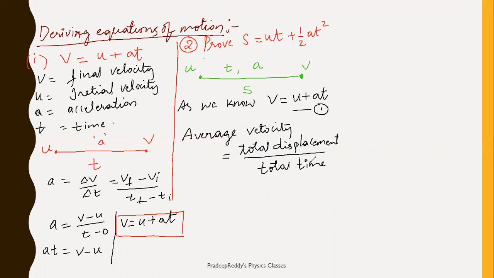Now, as we know, the average velocity is simply v average. You can write total displacement as s, because the body is traveling total displacement s in this particular example, and let the total time taken be t. So from here, you can simply write displacement equal to v average into time taken t, right? Let me take this as equation number 2.